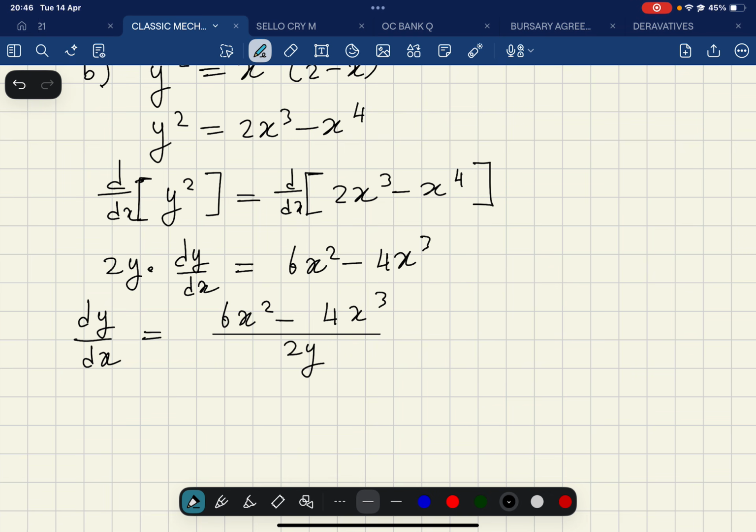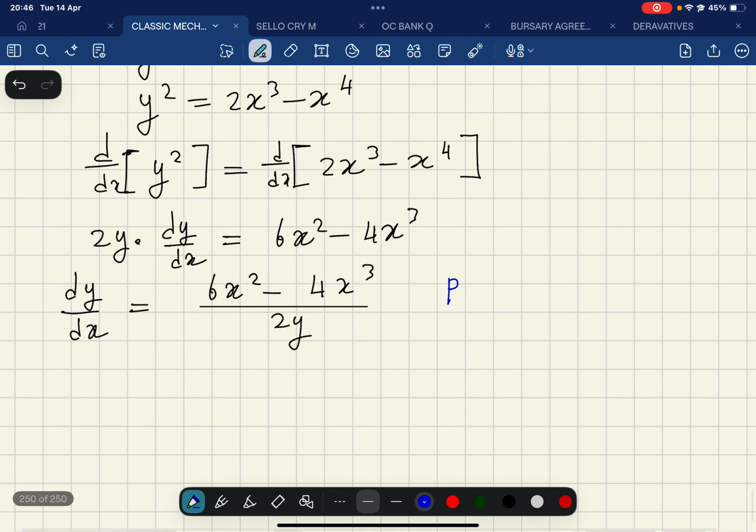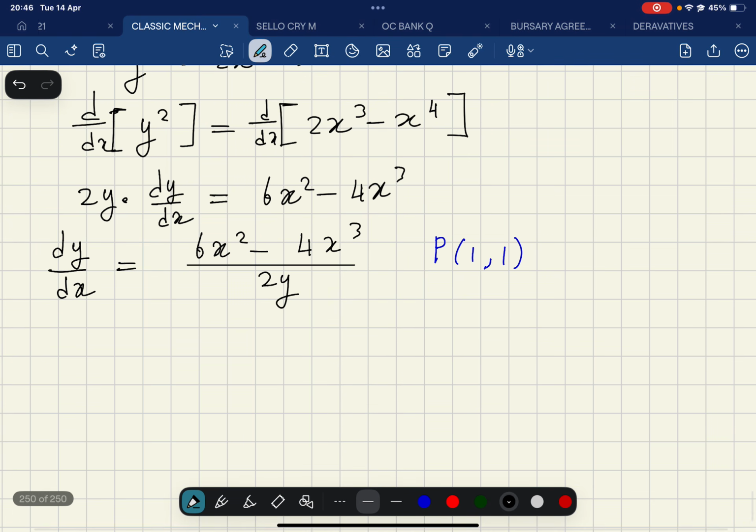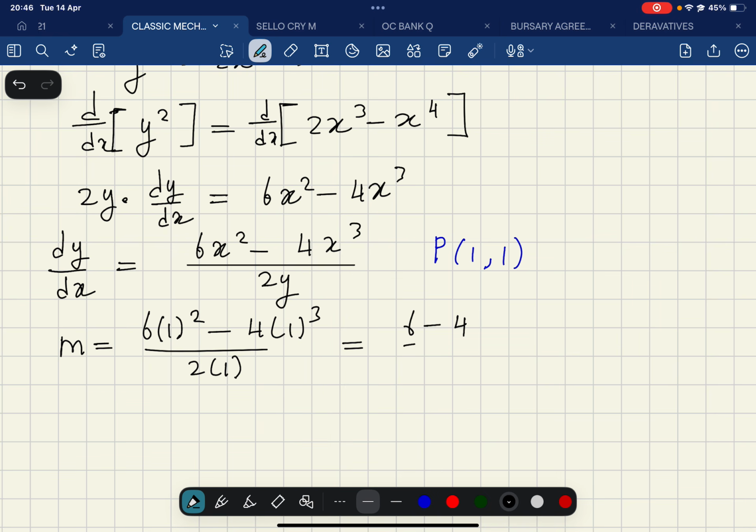Don't forget, I have the coordinate there, which is the point 1 and 1, which means the value of x is 1 and the value of y is 1. Meaning my gradient is going to be equal to 6 into 1 squared minus 4 into 1 cubed, divided by 2 into 1. So we'll have 6 minus 4 divided by 2. 6 minus 4, we know that is 2 over 2, meaning our gradient is 1.